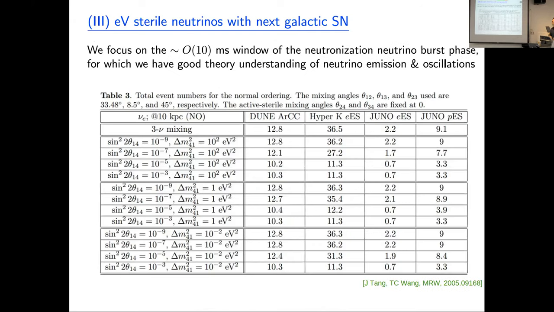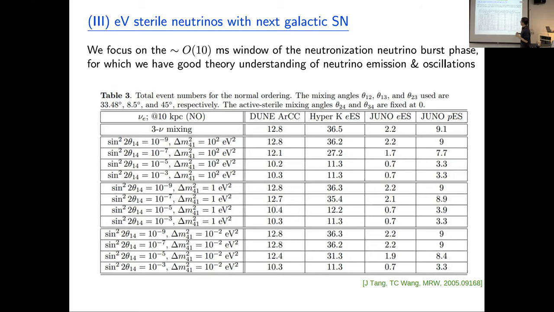Then you calculate the expected events for a galactic supernova at 10 kiloparsec for different types of detectors, including DUNE, Hyper-K, and JUNO. We focus only on the very short time window, the first 10 milliseconds of a supernova event, because that is the only phase in which we understand the oscillation physics better. Within those 10 milliseconds, we still expect the neutrino detectors to detect a sizable number of events.